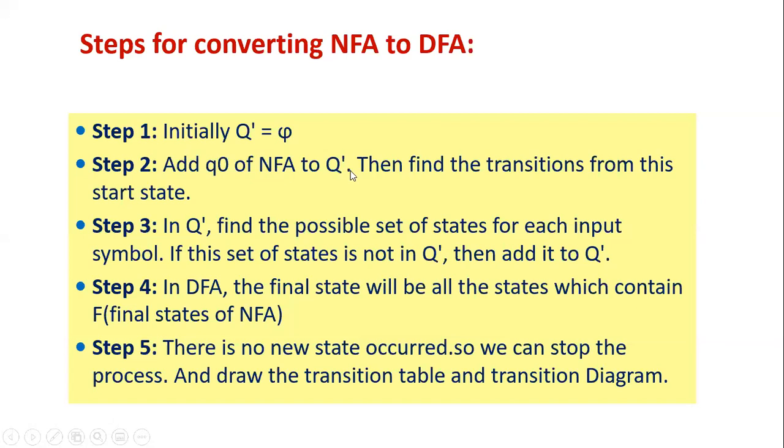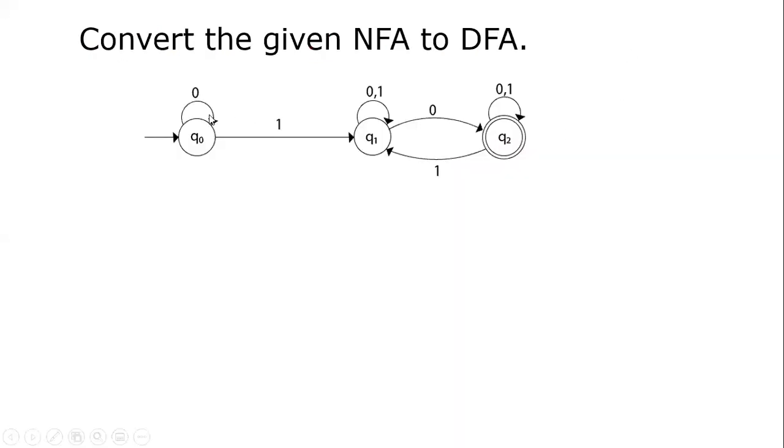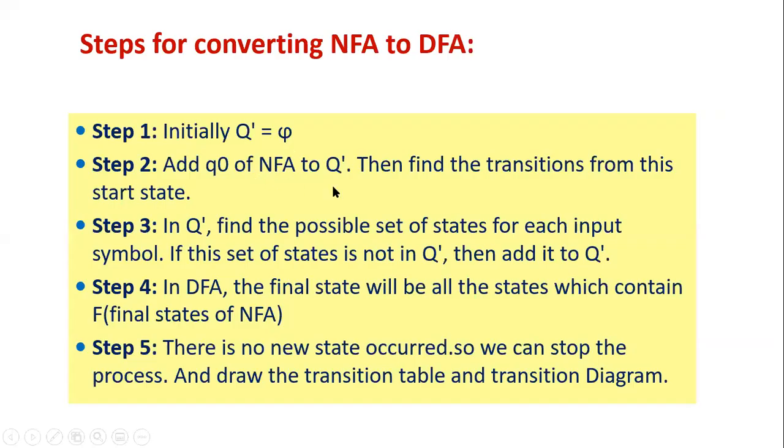Then find the transition from this start state. Now we have only one state for the DFA, that is the initial state of the NFA. For that, we need to calculate the transition function. How can we calculate the transition function? Q0 on 0, Q0 on 1. What are the inputs we have here? Zeros and ones. So we need to calculate the transition function for each and every state. Q0 on 0, Q0 on 1, like that. This is the second step. Once we go through the example, it will be clear. Please follow.